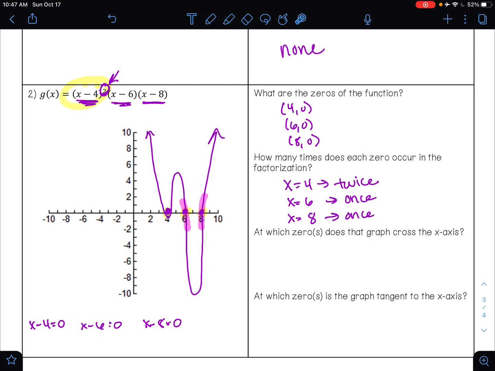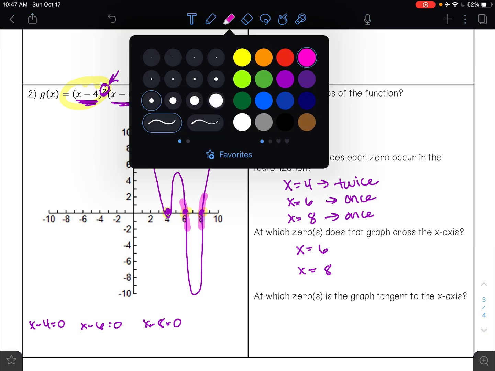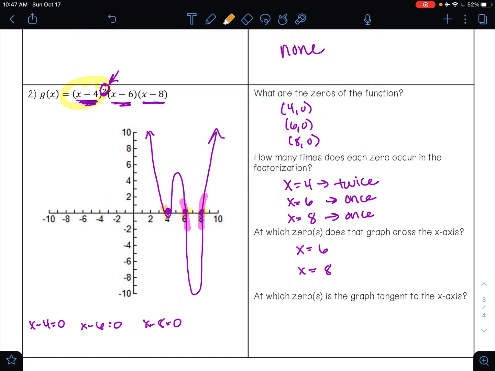So, at which zeros does it cross the x-axis? That's happening at 6 and at 8. At what zeros is the graph tangent to the x-axis? Well, that is happening right here where x is 4. That's where it stops and turns around. So that is what it is asking there on that one.